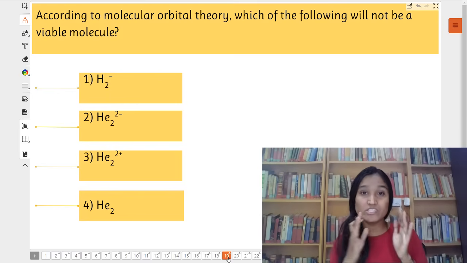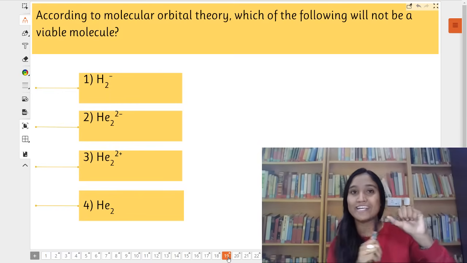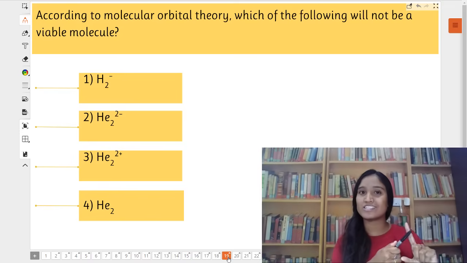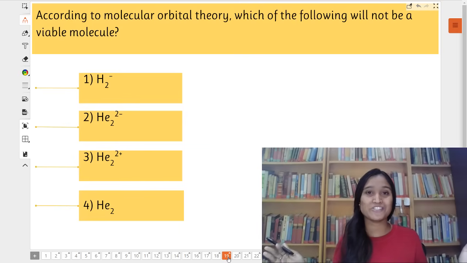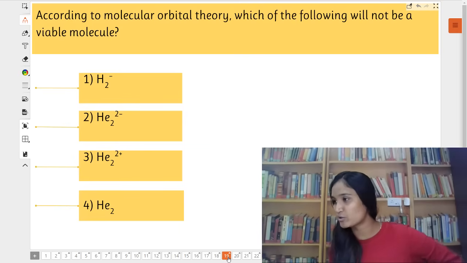Only then you will be able to save some time here and spend more time on complicated stuff like electrochemistry, chemical kinetics, thermodynamics, and the legend of chemistry. Legend of chemistry is organic, right? The conversions and all that. Very good. Very good.